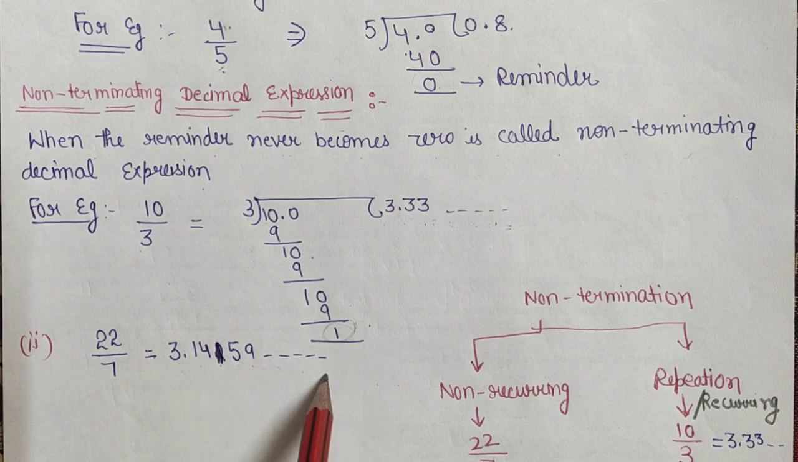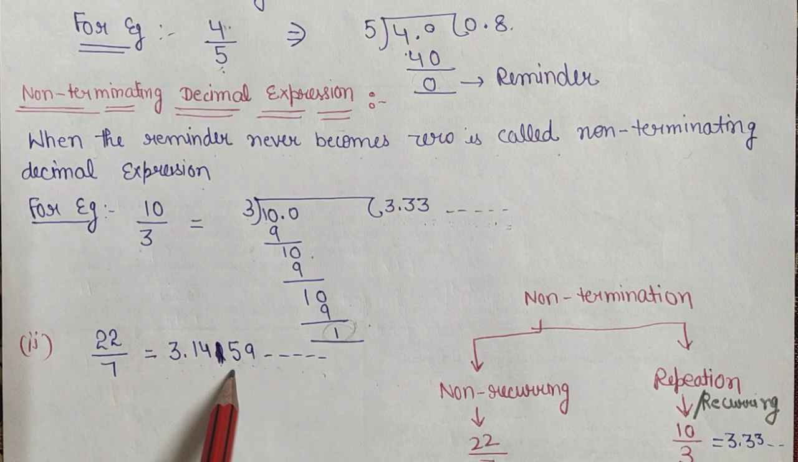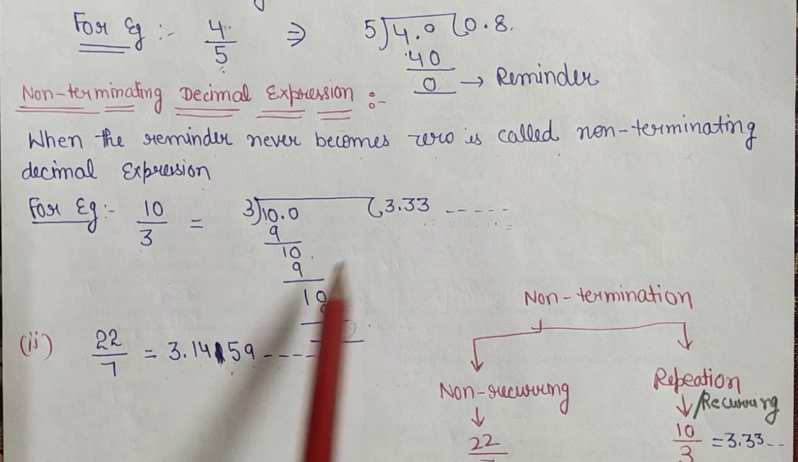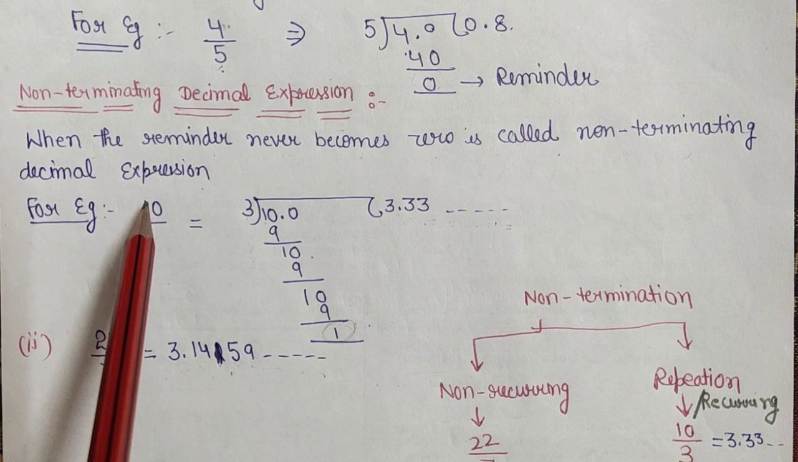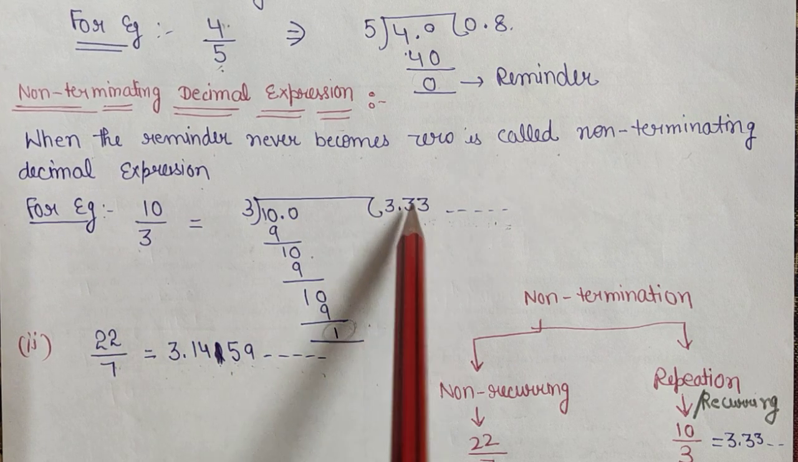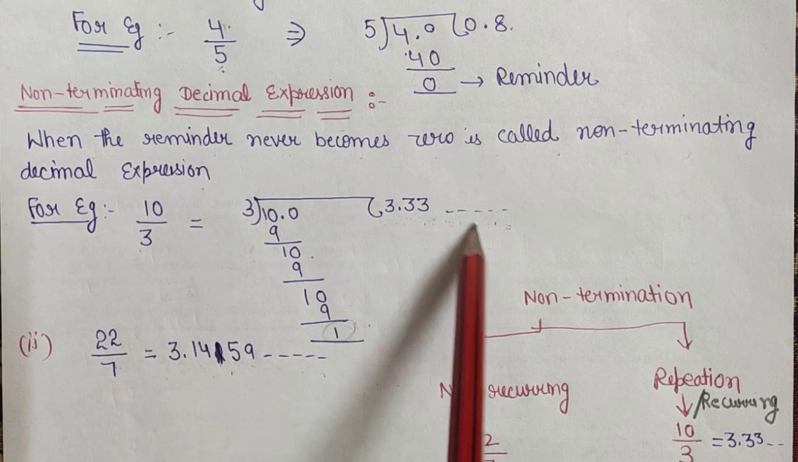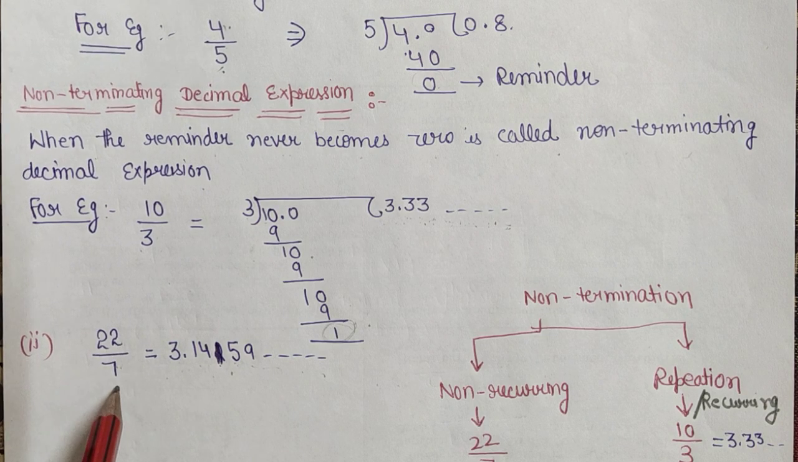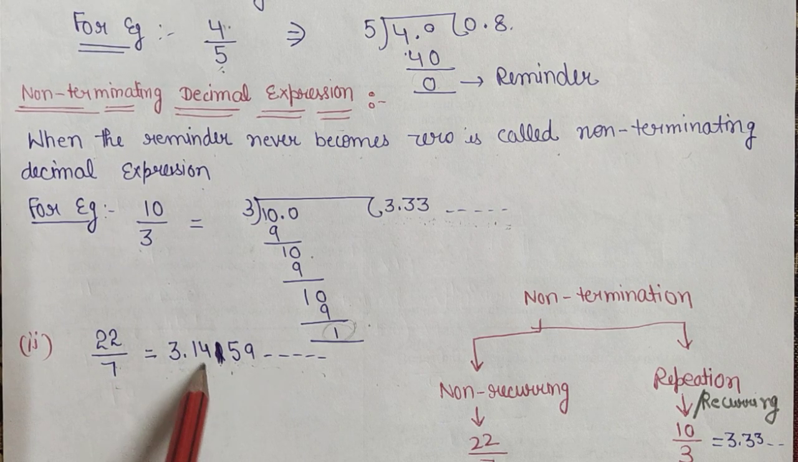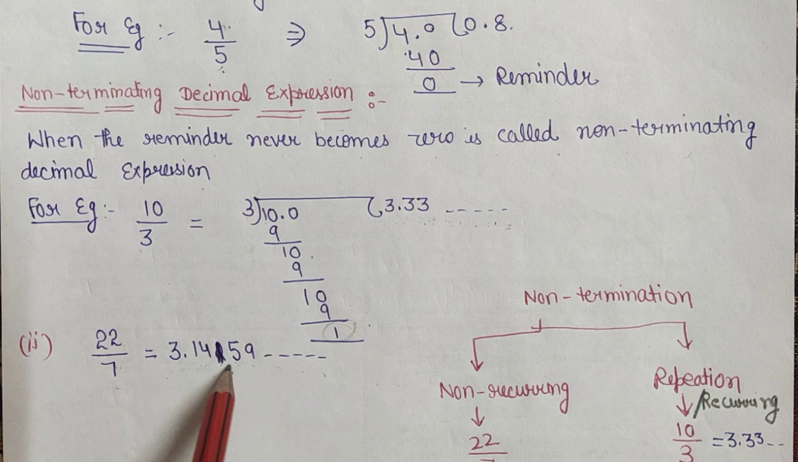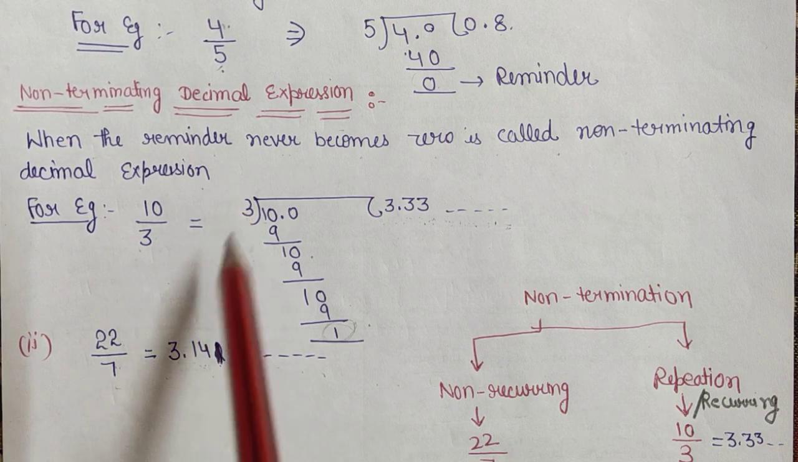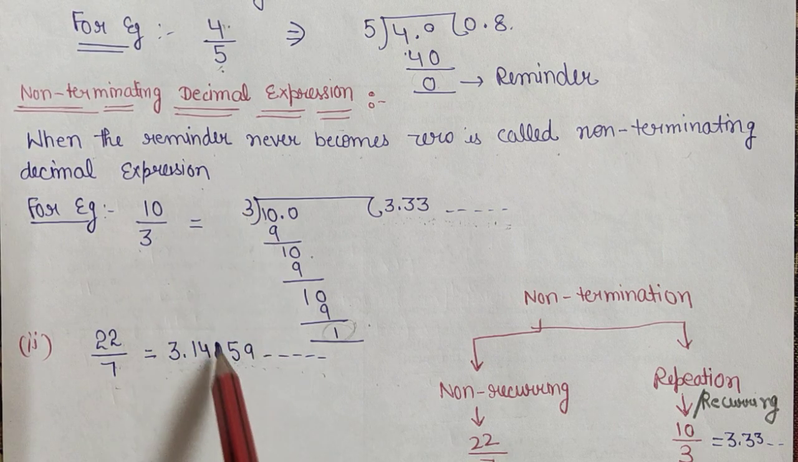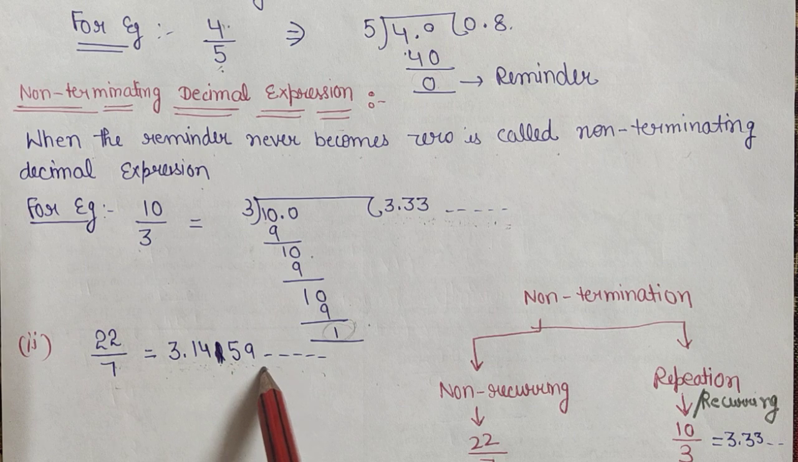One more example of this is 22 by 7, whose value is equal to 3.14159 and so on. This is also a non-terminating decimal expansion, but there is a difference between these two examples. In 10 by 3, the same number is repeated, but in 22 by 7, after the decimal the numbers are not the same, they change. According to these examples, we will divide into two cases.